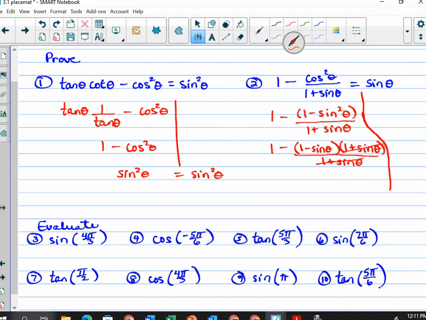It's in parentheses here because I'm subtracting that entire thing. So it's really 1 minus 1 plus sine of theta. Are we okay with distributing that negative? What is 1 minus 1? So I'm left with sine of theta equals sine of theta.